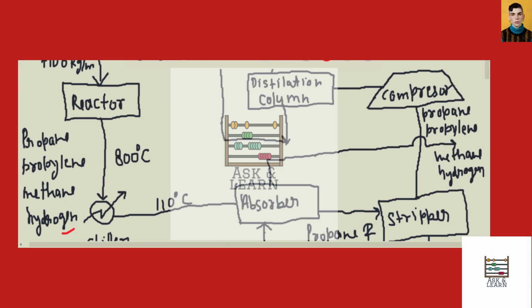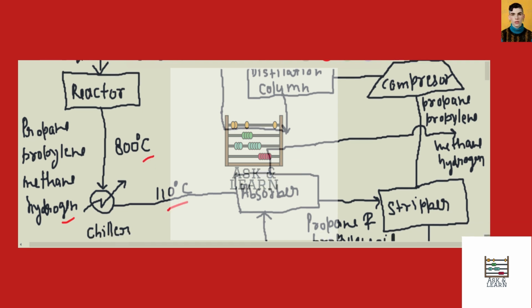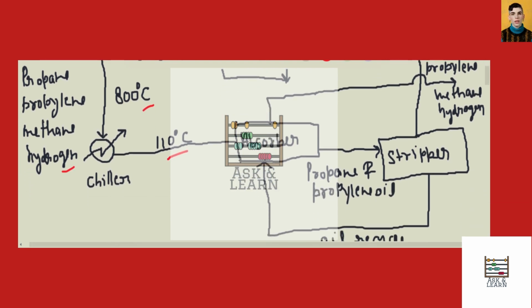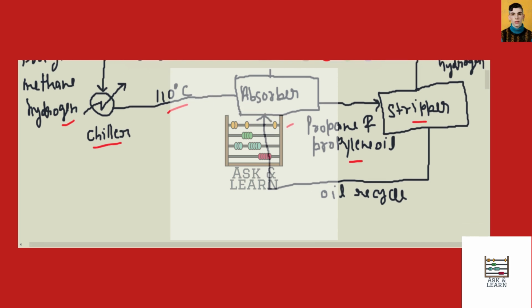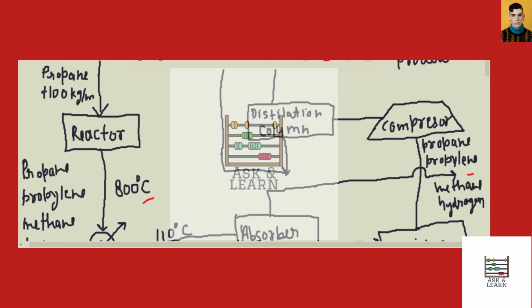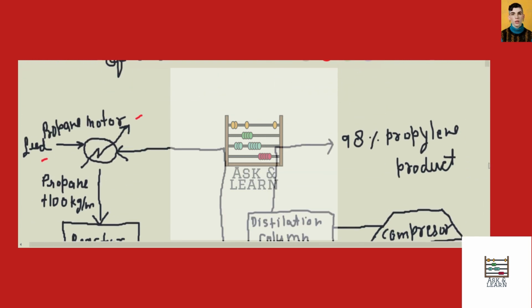This is again the reactor. It is 100 degrees Celsius, 1110 degrees Celsius, and this is a chiller. Here it is the absorber, and some methane and hydrogen we get. This is a stripper, propane and propylene oil, and this is the oil recycle for here.